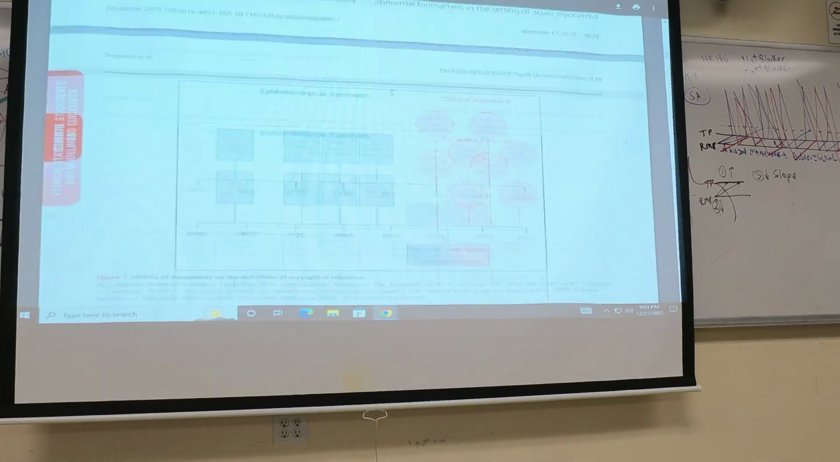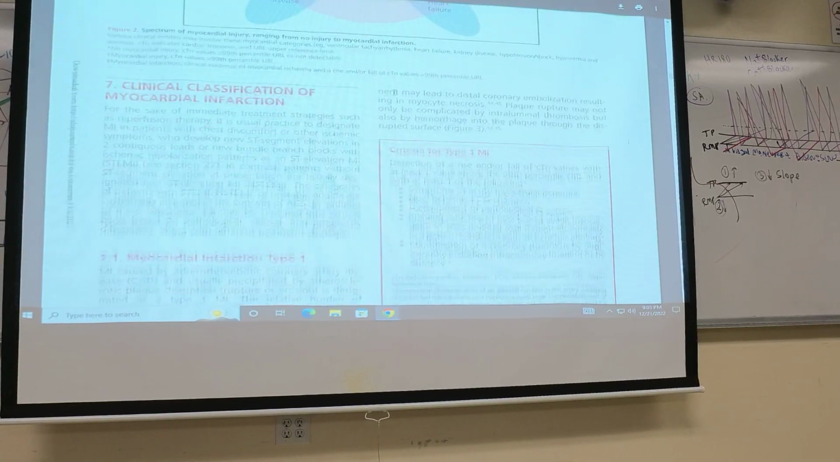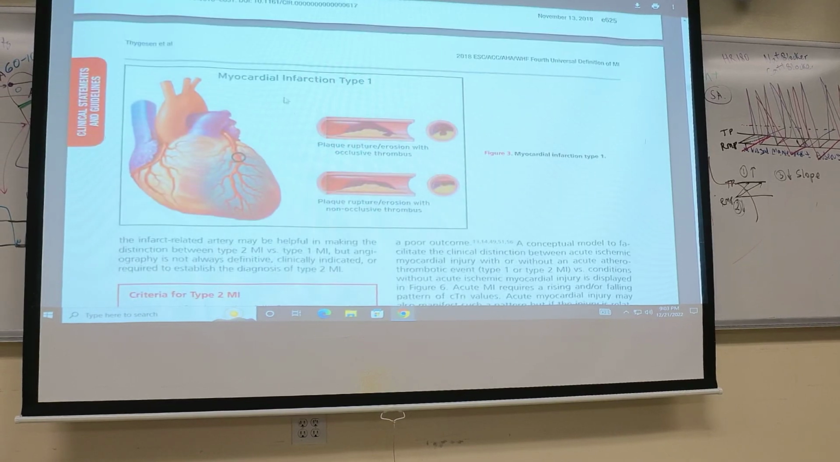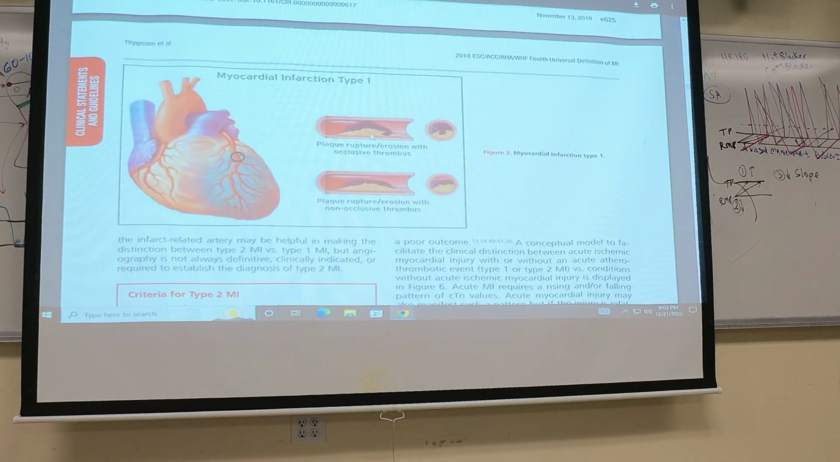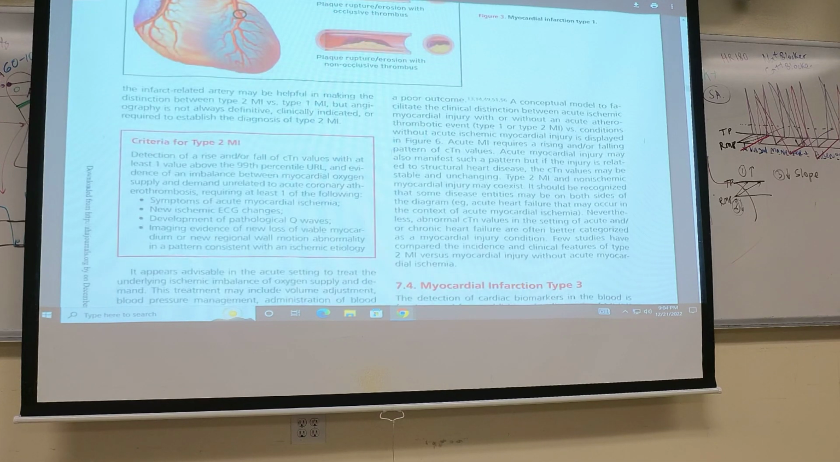But what you guys were probably taught is this, right? You were taught that there is the regular one. This is type 1 MI, right? You have plaque, it ruptures, platelets come in, right? You have thrombus formation. This is what you know, right? This is the regular one. Now we'll talk about type 2 MI.